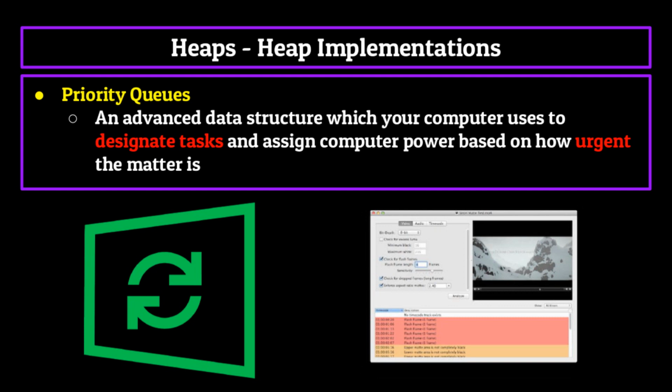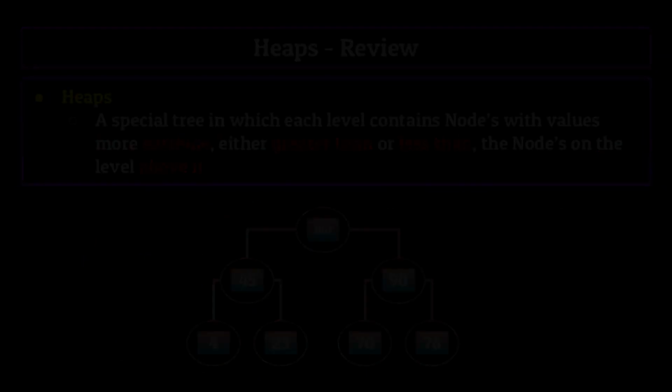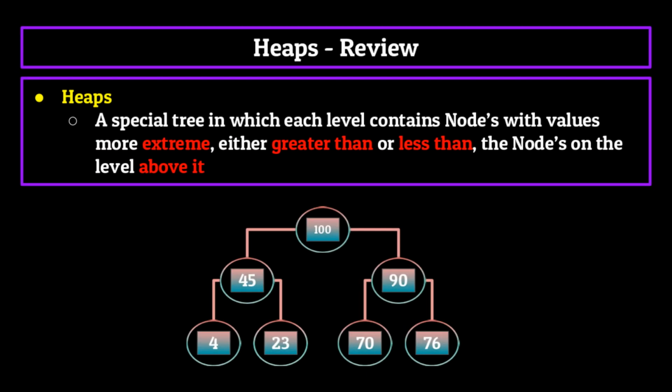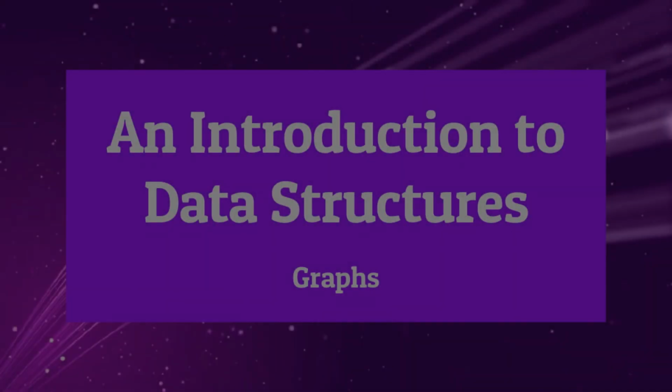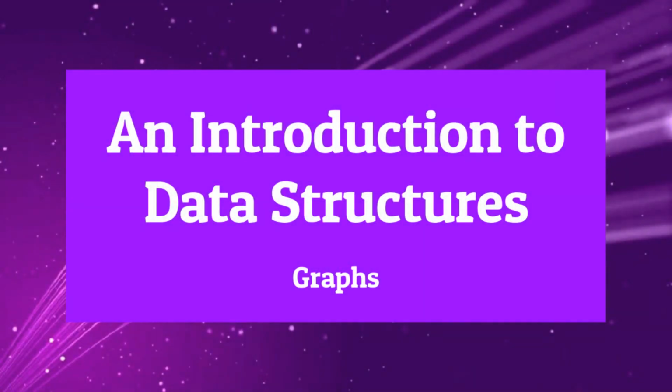And with that ends our discussion on heaps. To review, they are a special tree in which each level contains nodes with values more extreme, either greater than or less than, the nodes on the level above it. Next up is, unfortunately, the last segment in this series, on yet another tree-based data structure, the graph. The graph is arguably the most dynamic data structure in our Introduction to Data Structures series, and an absolute banger to go out on, so let's just hop right into it.